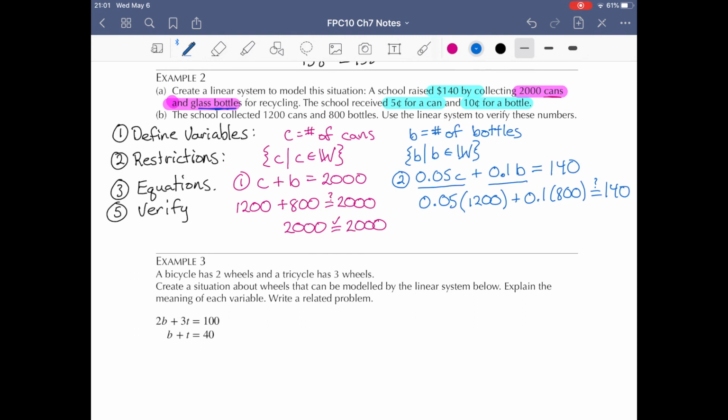So we do 0.05 times 1,200, which is equal to 60, plus 0.10 times 800 is equal to 80. Does that equal 140? 60 plus 80 indeed is 140, does equal 140. So it has been verified in both equations. So you can see how this process works. We take our question, define our variables, identify our restrictions, write our equations, then we solve our equations, and then verify.